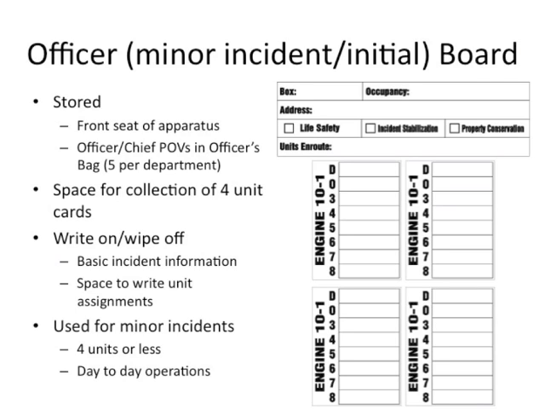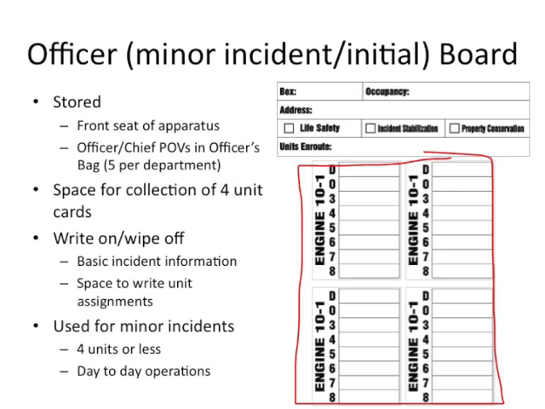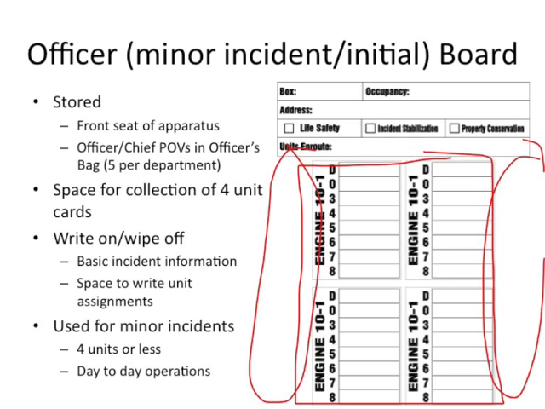It's going to be stored at the front seat of your apparatus. It'll be stored on the officer's door right there by the A-post on the Velcro that will be attached to the door. It can also be stored in the chief's privately owned vehicle in the officer's bag. So 5 of these will show up in officer's bags that are issued to your department. There is space for a collection of 4 unit cards as represented here. There is an area beside each of those unit cards where you can write an assignment.